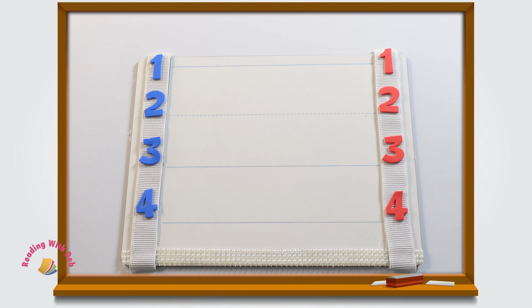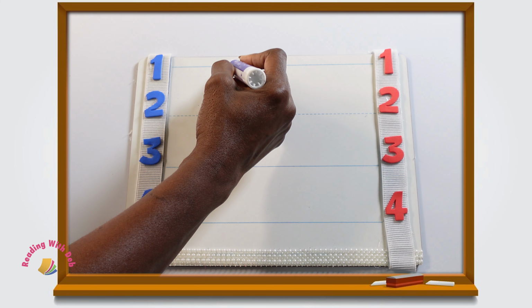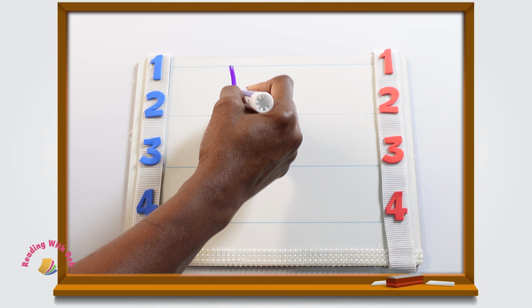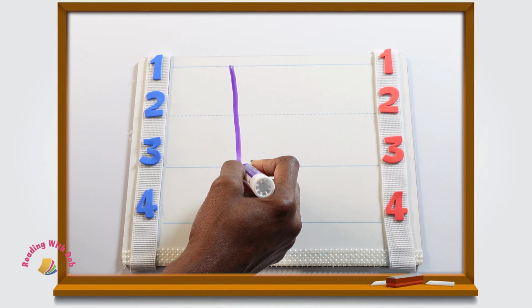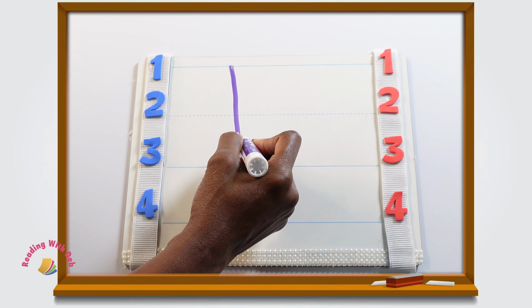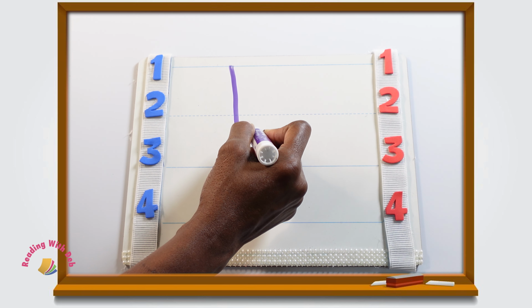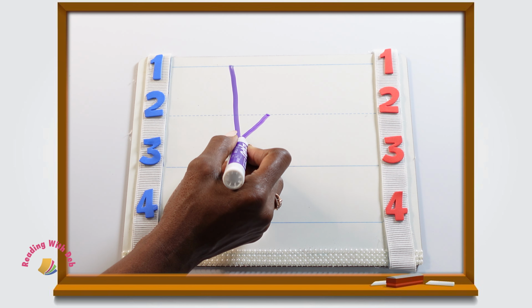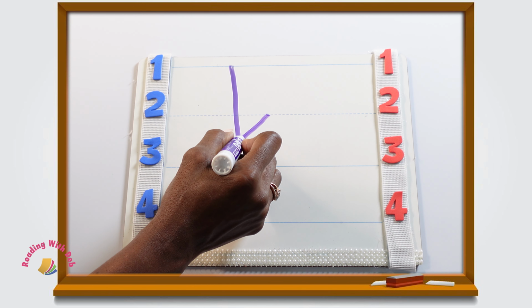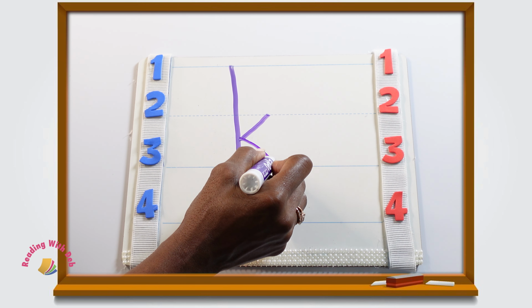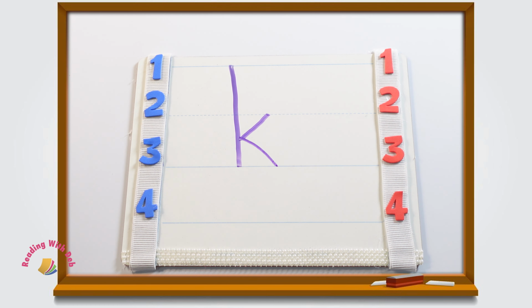Let's write the lowercase k. Go to line 1, come down to line 3, go between lines 2 and 3, slant forward to line 2, go back to the middle and slant forward to line 3.